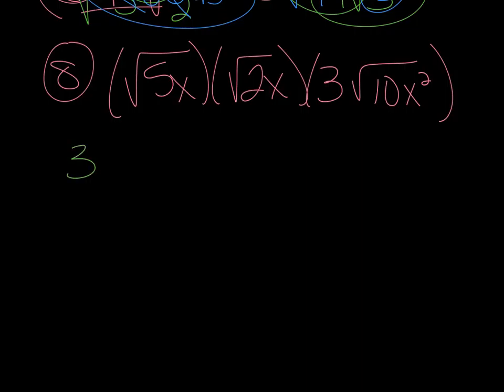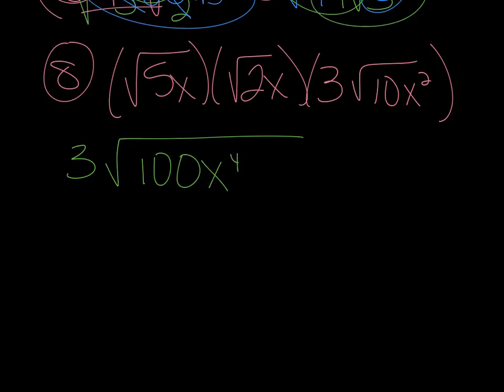So the only thing I have on the outside of the radical sign for this one's a 3. So the 3 is just going to be by itself for now. And anything that's on the inside of the radical sign, I'm going to multiply together. So inside the radical sign, I have a 5x, I have a 2x, and I have a 10x squared. What is 5x times 2x times 10x squared? 100x to the 4th. Okay.